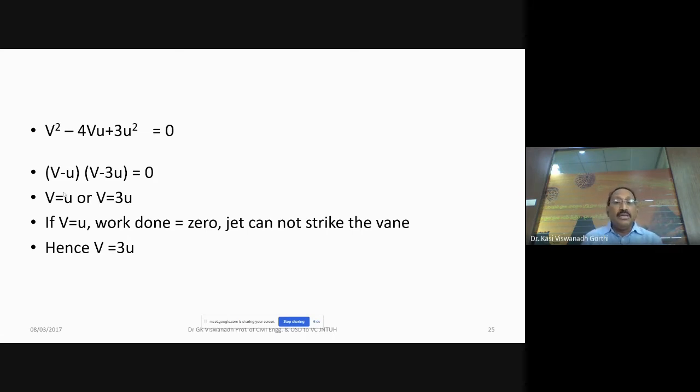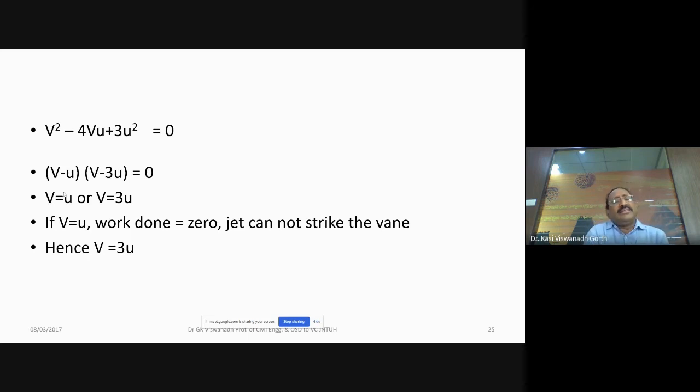In that case, the jet cannot strike the vane because both are having the same velocity. The moment it tries to come here to strike, this also must be moving with the same velocity. So it cannot strike. So what we have worked on becomes zero. So a more practical case would be the velocity of the vane must be less than the velocity of the jet.